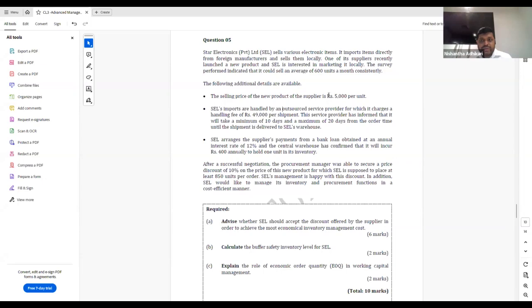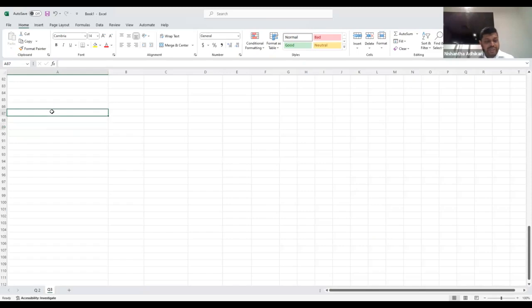Right? Purchase price is 5,000, right? We will work out quickly. I will show it to you how to work it out. This is question number 5. EOQ equals, you have to take the root, 2DCO divided by CH. Right. This is the equation.